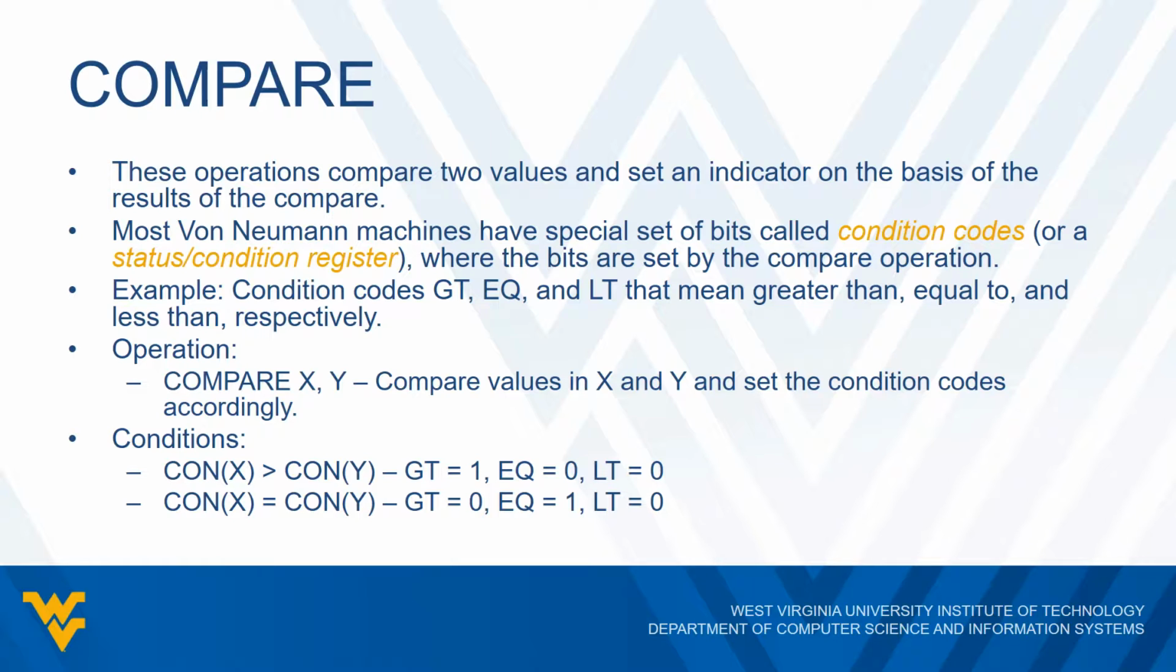If we have something like con x equals con y, then the GT bit is 0, the EQ bit is 1 because this is equality, and the LT bit would be 0. And then if we have something like con x is less than con y, the GT bit would be 0, the EQ bit would be 0, but the LT bit would be 1 because this is a less than condition.